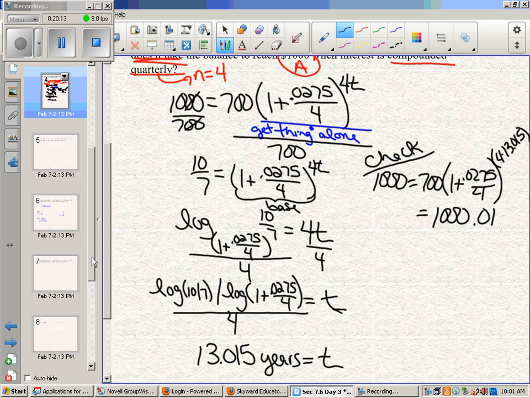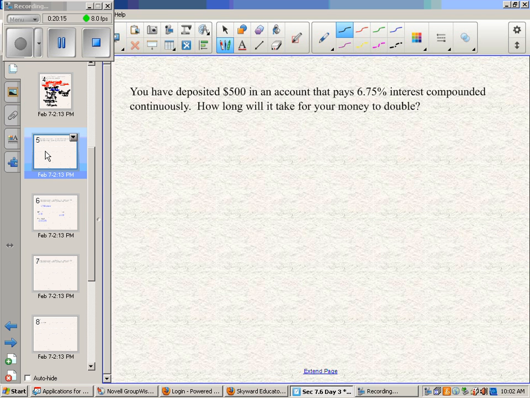Okay? All right. You've deposited $500 in an account that pays 6.75% interest compounded continuously. How long will it take for your money to double? Which formula? Yes, we use the other formula. We're continuous now. A equals P times E to the RT. Okay?